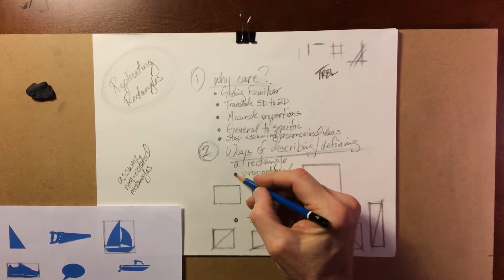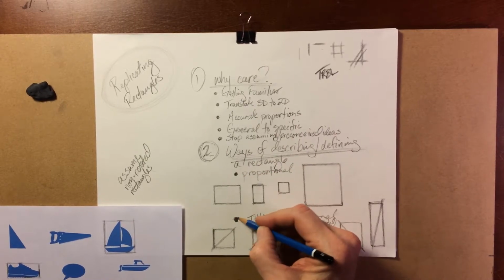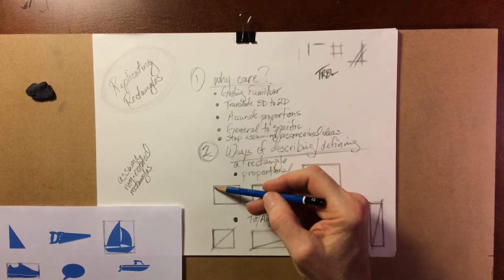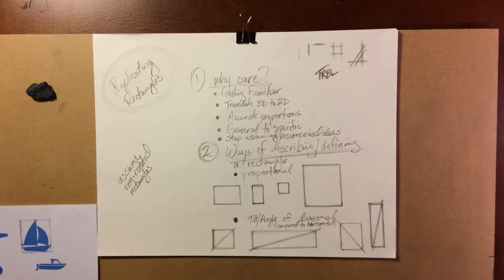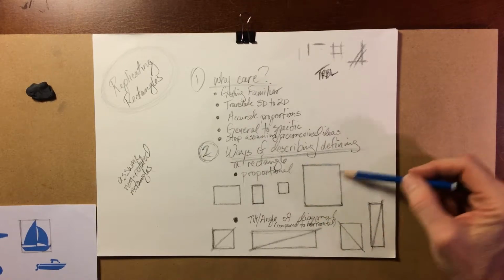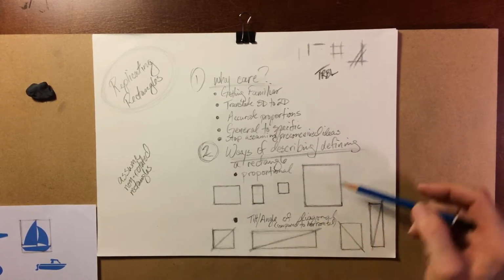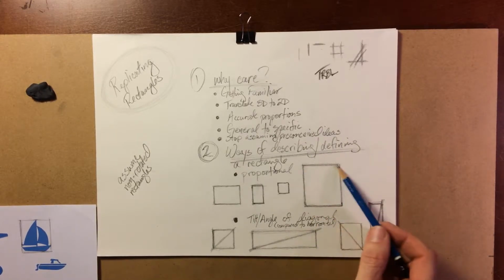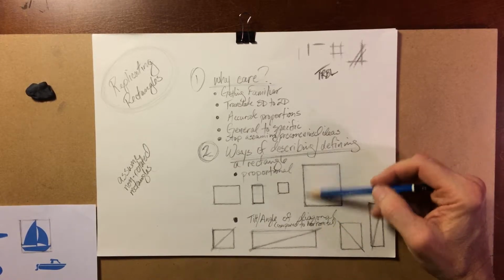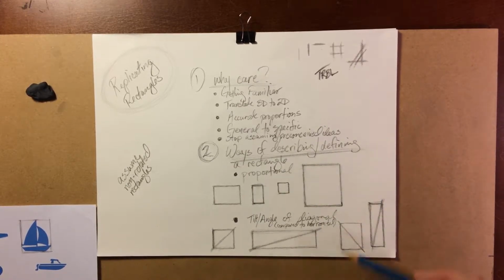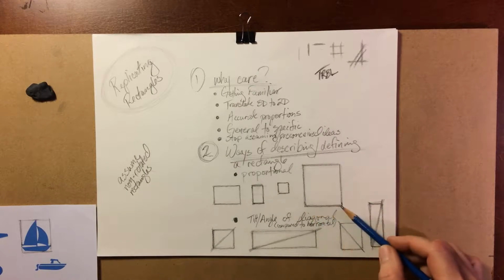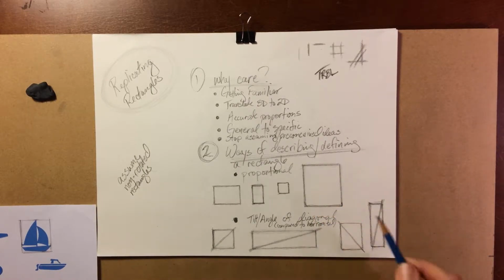The first way is proportional. For any rectangle, and I'm assuming non-rotated rectangles for now, we're going to look at the outer perimeter, and we're going to see which set of parallel lines is the shorter set and which is the longer set. And then we're going to estimate how many of the shorter would fit into the longer one.